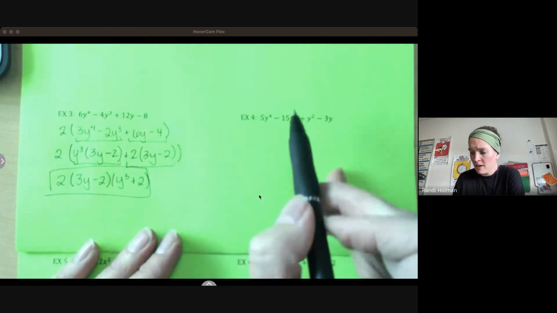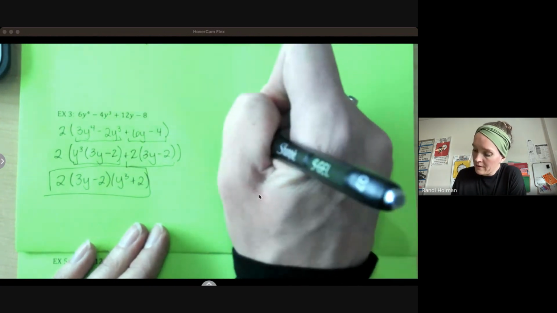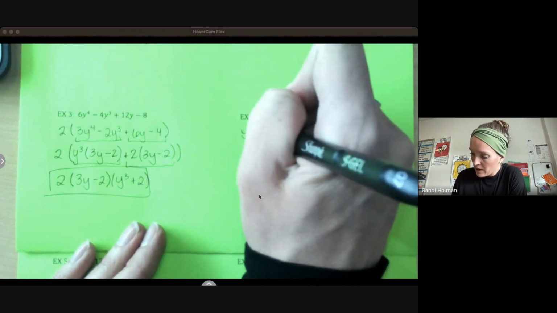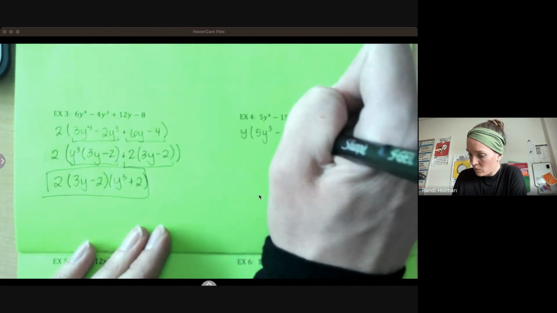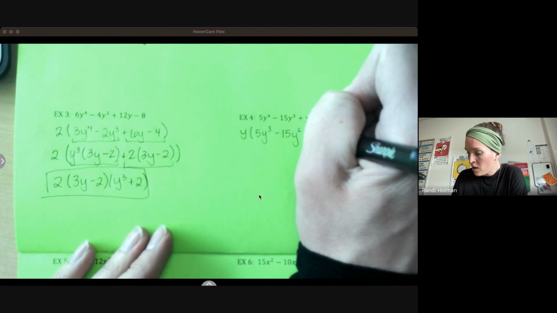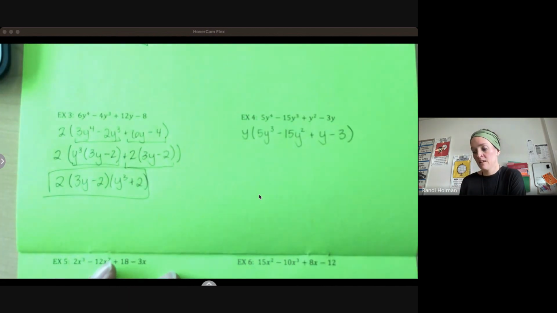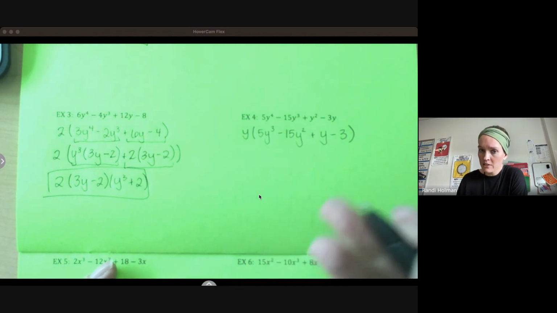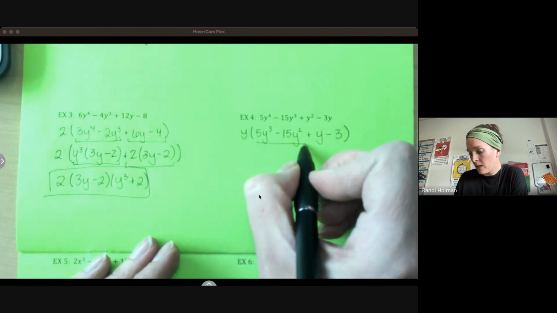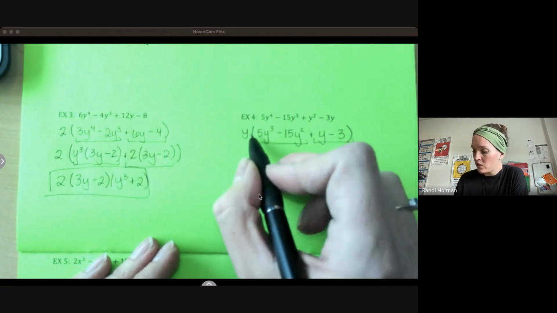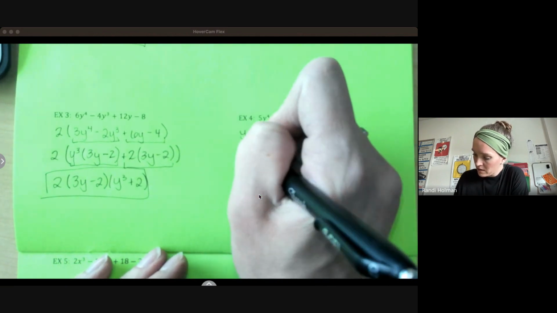Okay, greatest common factor, 5, 15, 1, and 3, nothing there. Oh, but they do all have a factor of y. So I'm going to factor out that y first. 5y to the 3rd minus 15y squared plus y minus 3. Once we've done our greatest common factor, that factor of y is just going to come along. It's still a factor of the whole thing. And then we're looking at our pairs here. So greatest common factor here is 5y squared.